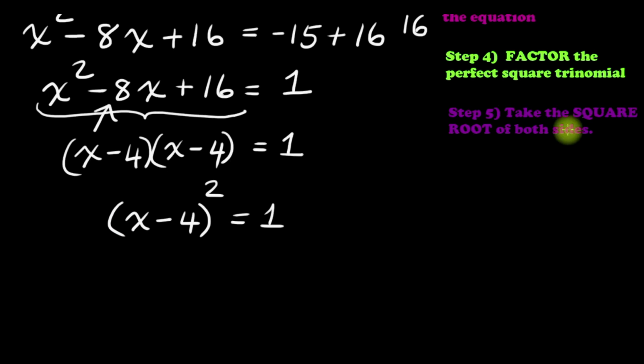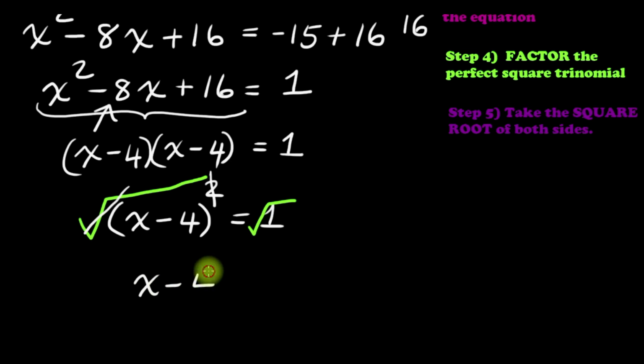Step 5 is to take the square root of both sides. Okay, so take the square root of this. Now, if we do it to this side, we have to do it to this side. Here, the square root takes out the square, because we want the square to go away. So you're left with just x minus 4. And then the square root of 1 is 1.